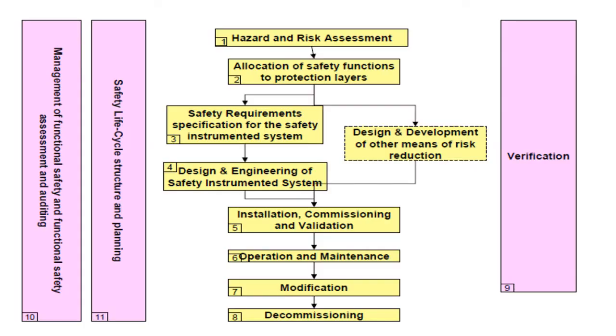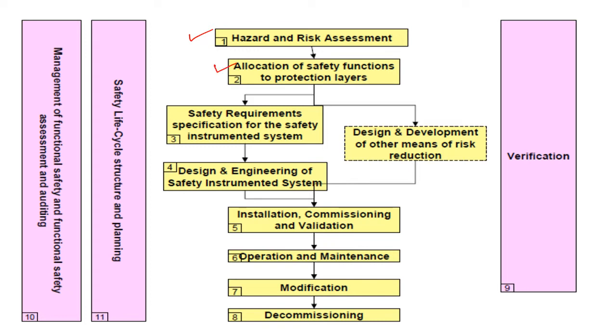So this is basically the life cycle of IEC 61511. It begins with the hazard and risk assessment. This is the first step, and when the hazard and risk has been determined for the system, we need to allocate the safety function to the protection layer.